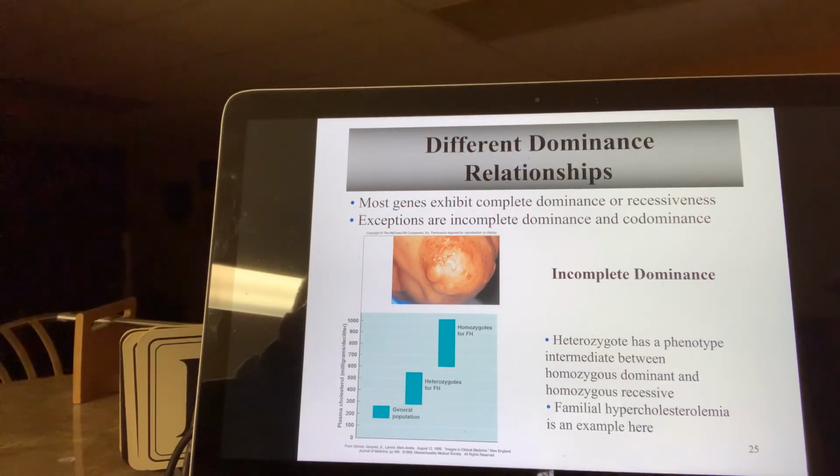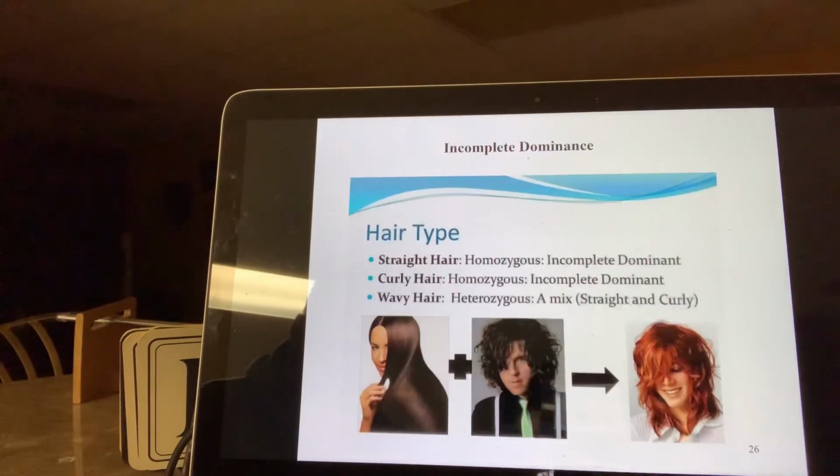Probably the easiest example that I have of incomplete dominance is hair type. Hair type, there are two alleles for hair. There is the straight allele and there is the curly allele. And if you get two straight alleles, your hair is straight. And if you get two curly alleles, then your hair is curly. But if you get one straight allele and one curly allele from your parents, you end up with an intermediary called wavy hair. So wavy-haired individuals are heterozygous. They have a straight allele and a curly allele.